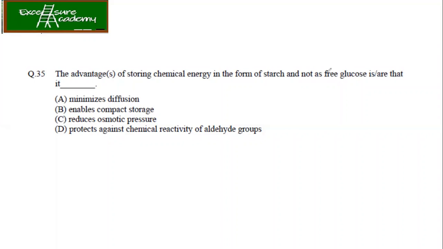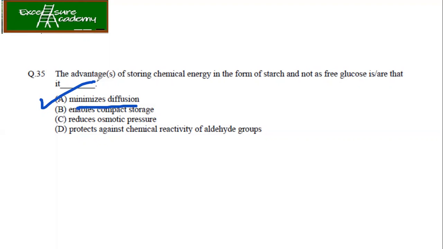We store it either in the form of starch or in the form of glycogen in the case of animals. In plants, it is stored in the form of starch. Why? Because when glucose is converted into starch, it becomes insoluble in water, and then it cannot be transported to other plant cells unless it is converted back to glucose. So this minimizes the diffusion. Okay, so it is correct. If it were present as glucose, because of the osmotic potential difference, it would move from one place to another. So you cannot store the energy in the form of glucose. It will be readily used up.